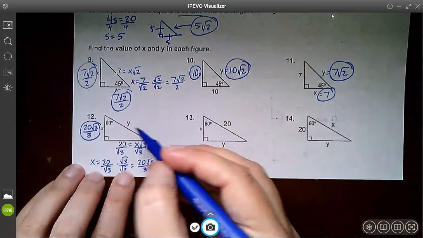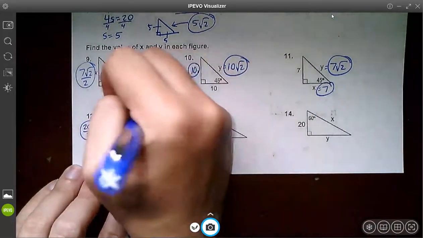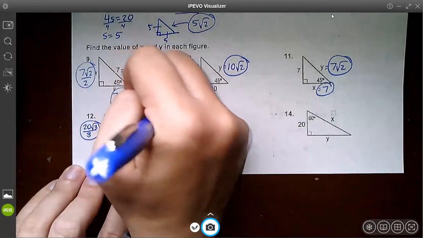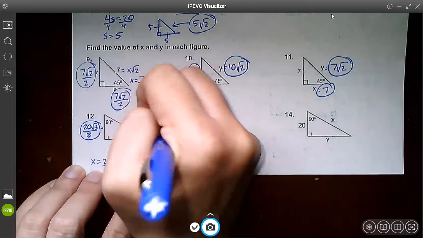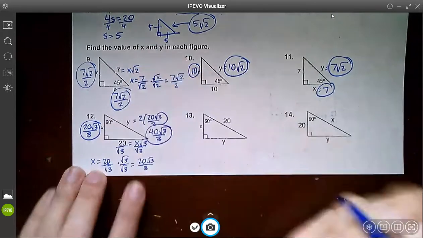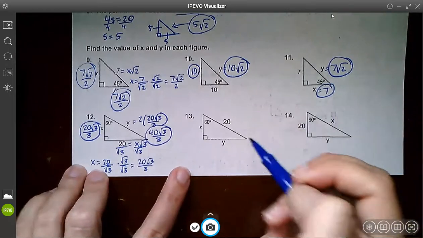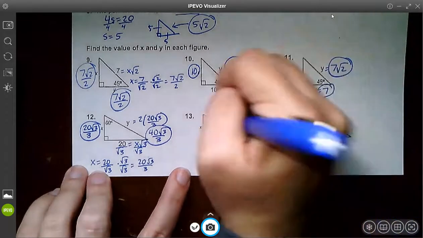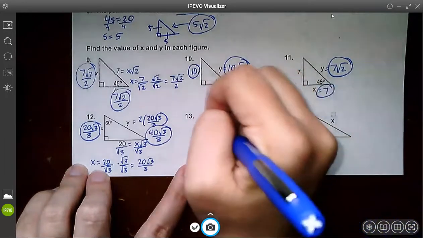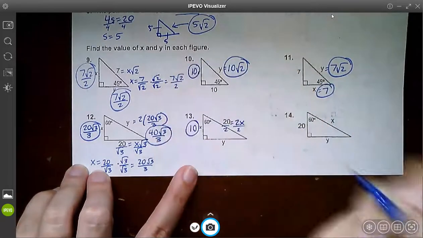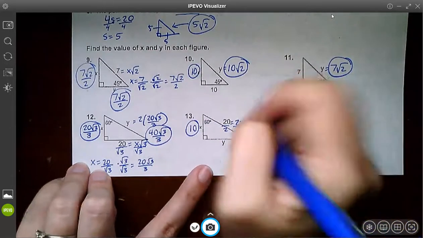And then our hypotenuse is twice our short leg. So that's going to equal 2 times 20 root 3 over 3. 2 times 20 is 40, so we have 40 root 3 over 3. This one we have our hypotenuse. Remember, your hypotenuse is twice your short leg. So if you divide by 2, you get x is 10. And your long leg is your short leg times the square root of 3.